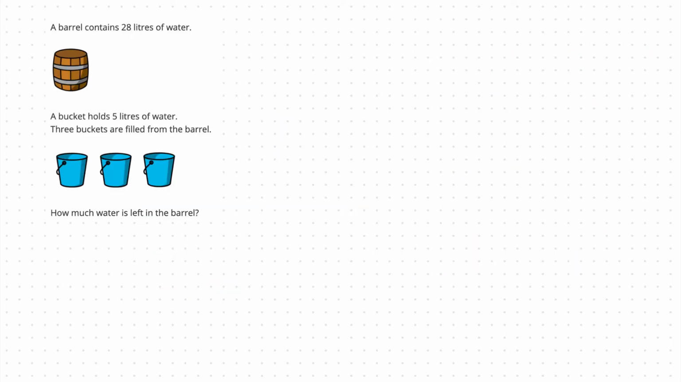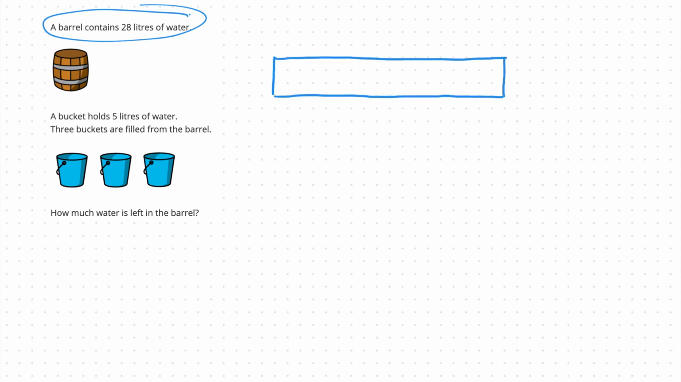A barrel contains 28 liters of water. A bucket holds 5 liters of water. 3 buckets are filled from the barrel. How much water is left in the barrel? So we're thinking about how much water is in our barrel at the very beginning, which is 28 liters. What we can do is draw one rectangle to represent our barrel. So here we've got one rectangle, and this whole thing is the 28 liters of water from our barrel.